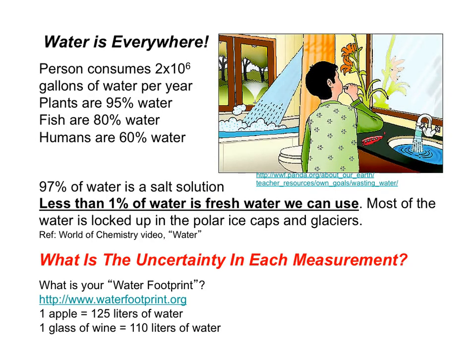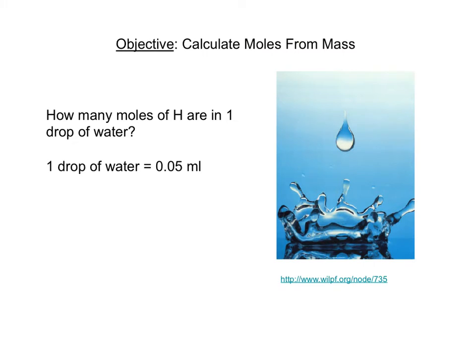Speaking of water, we're about 60% water, and we consume about 2 million gallons of water each year. Your water footprint consists of not only the water you use when you take a shower or brush your teeth, but in the 125 liters of water to make 1 apple. Let's practice doing conversion. Stop the video and answer this question.